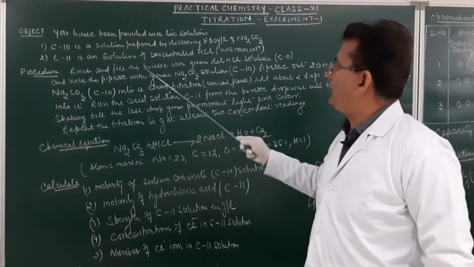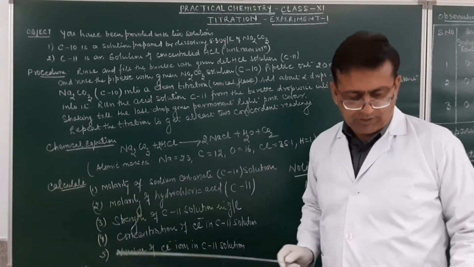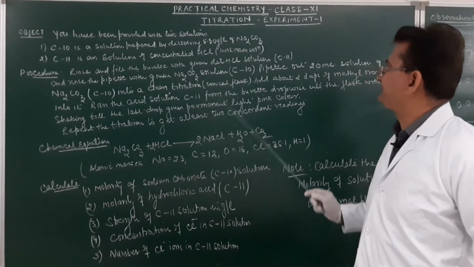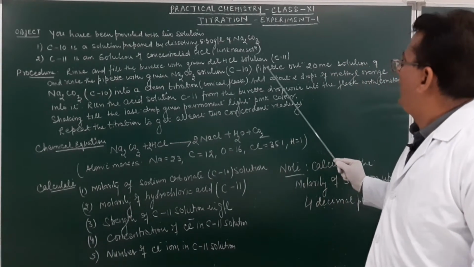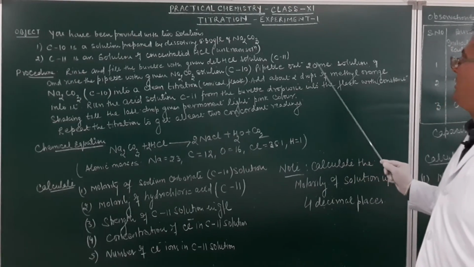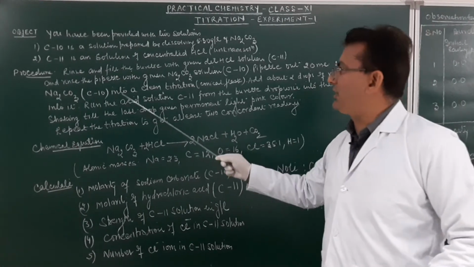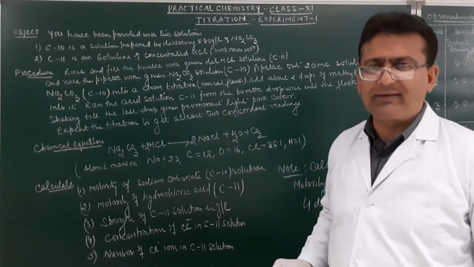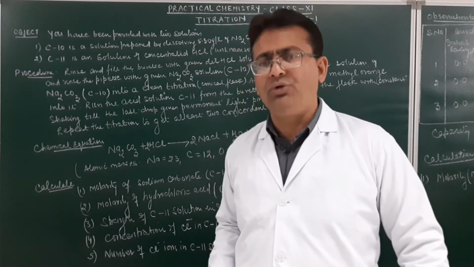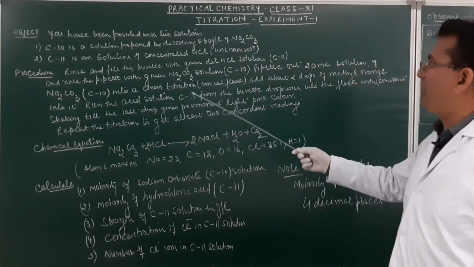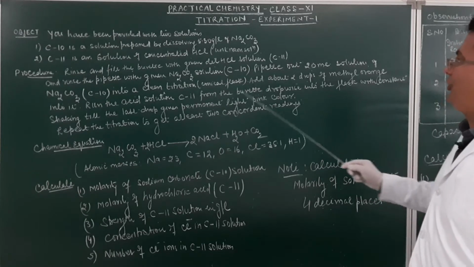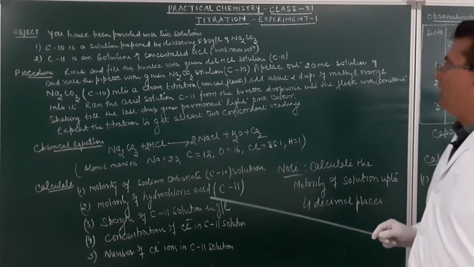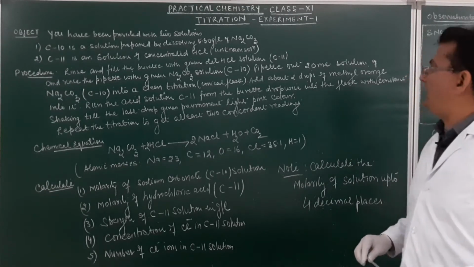And rinse the pipette with sodium carbonate solution. This is a pipette. It is to be rinsed with sodium carbonate solution. Am I clear, student? Now, pipette out 20 ml solution of sodium carbonate into a clean titration flask, which is also called a conical flask. How do we pipette out? I'll explain it to you now. Just have a glance at this first one. So, pipette out 20 ml solution of sodium carbonate into a clean titration flask, and to this add about 2 drops of methyl orange solution.